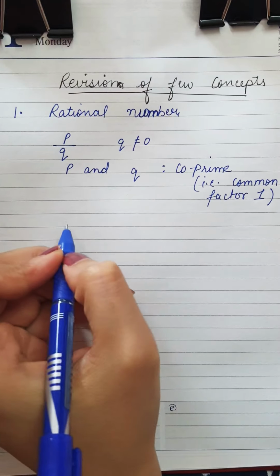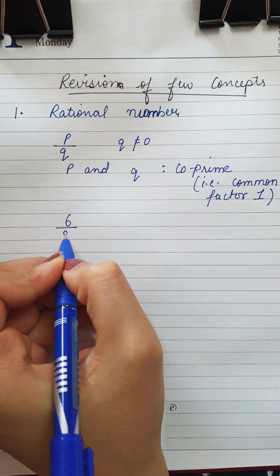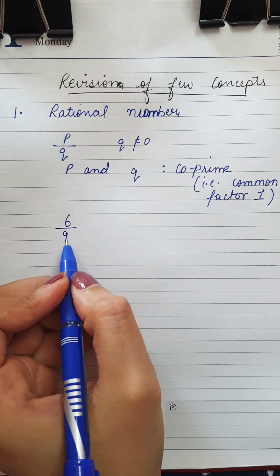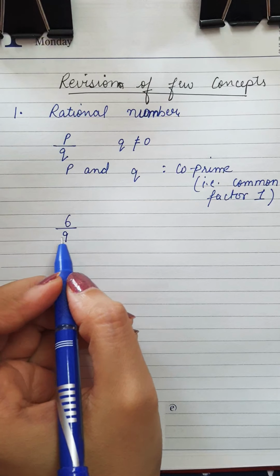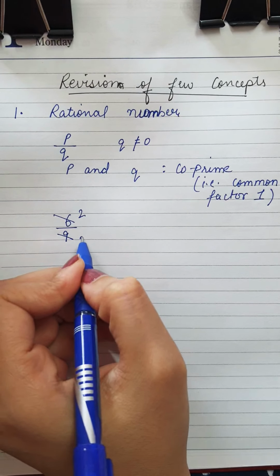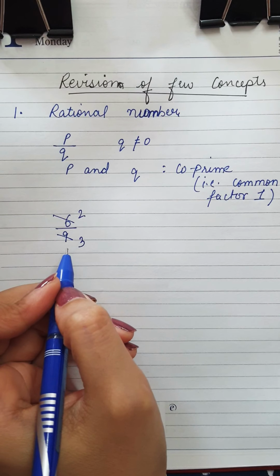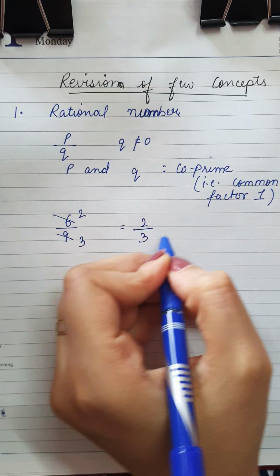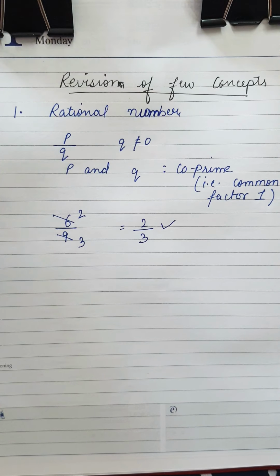For example, if I say 6 by 9, it is written in the form of p by q where 9 is non-zero, that is the denominator. But since we have a common factor 3 here, 6 by 9 is not a rational number in this form, but 2 by 3 is a rational number. So you understand the meaning of co-prime?